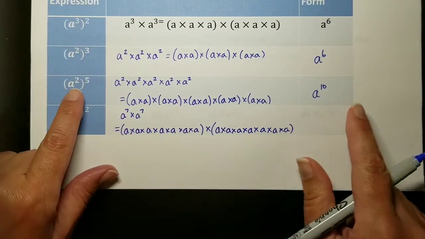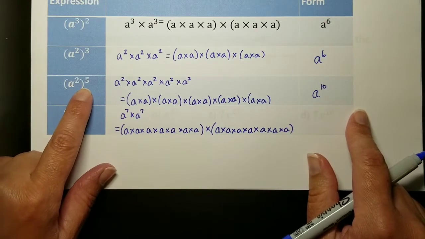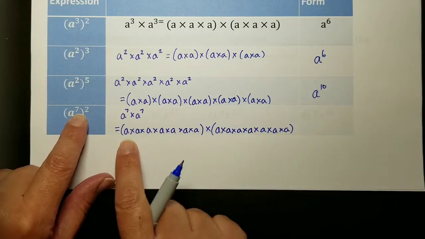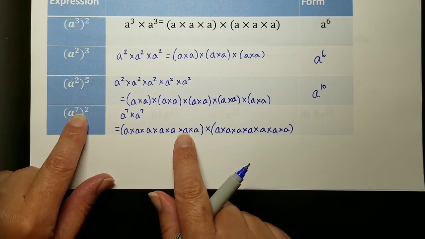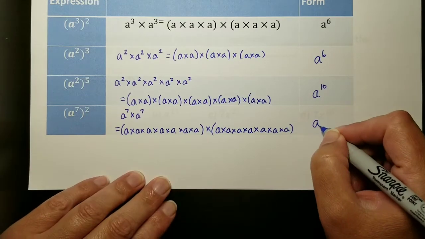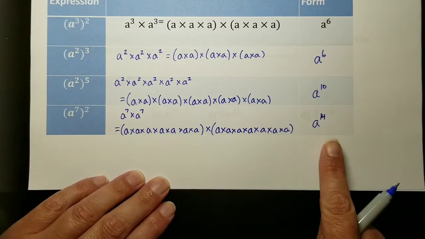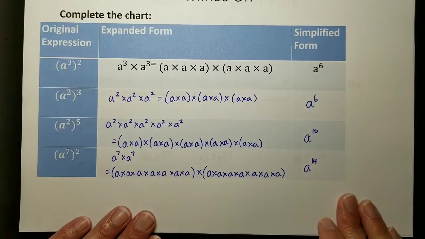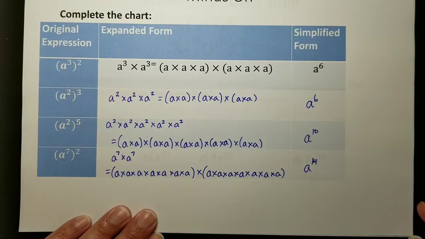Okay, so I hope that you've seen a pattern. What happened with these exponents? I ended up with a to the 10. What would happen here? Let's count them. 1, 2, 3, 4, 5, 6, 7, 8, 9, 10, 11, 12, 13, 14. So this is a to the 14. So I think that you're likely seeing that the pattern here is that we're going to be multiplying those two exponents together.